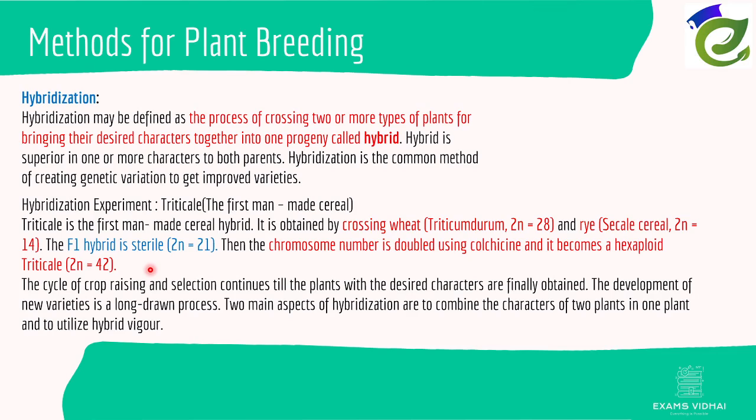The cycle of crop raising and selection continues until the desired characters are finally obtained. This process is through hybrid vigour, and it is a long process as well, but the results in the end are profitable. After we get the hybrid plant, we can do pure line selection or clonal selection.